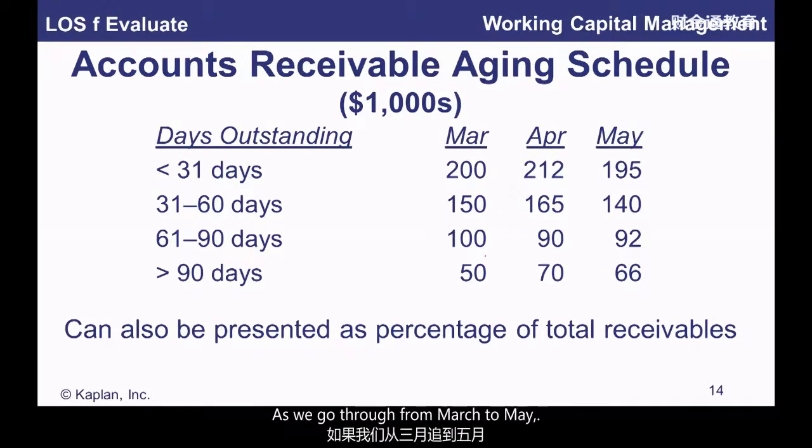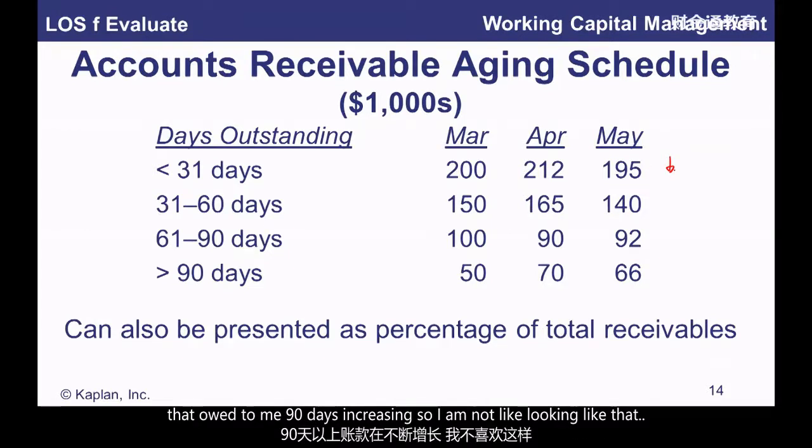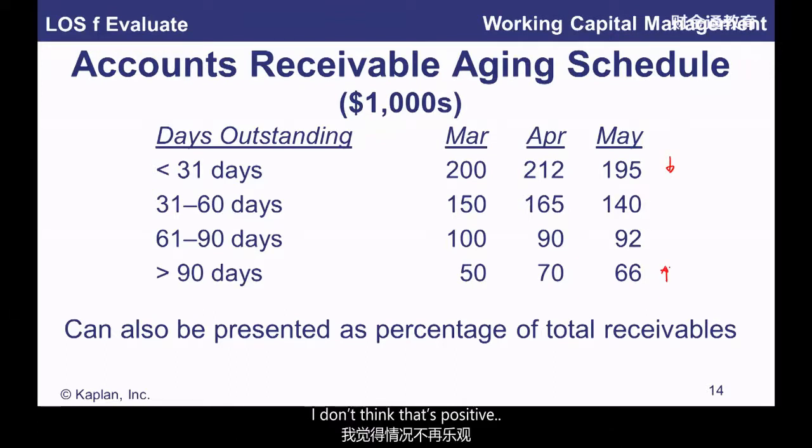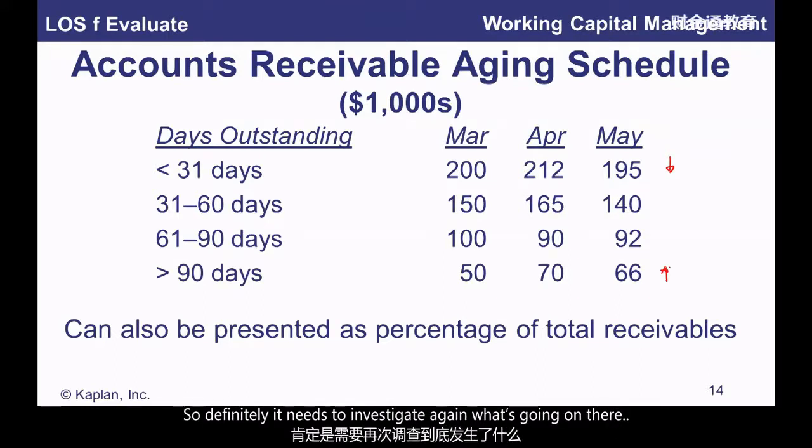As we go from March to May, we can identify trends, and worryingly, I'm seeing the balance within less than 31 days falling here, and the balance that's owed to me for more than 90 days increasing. So I'm not liking the look of that. I don't think that's positive. So I definitely need to investigate what's going on there.